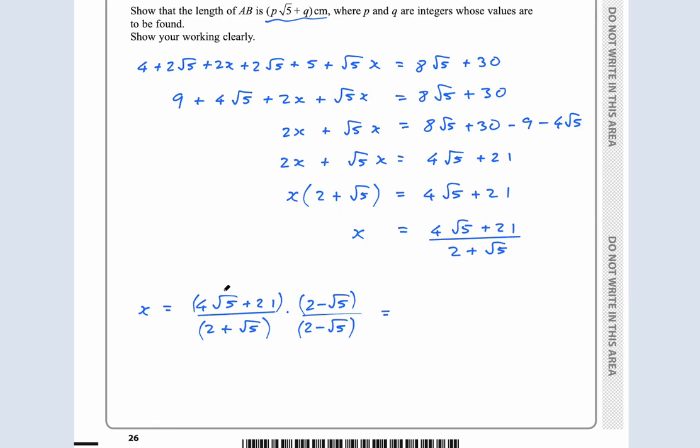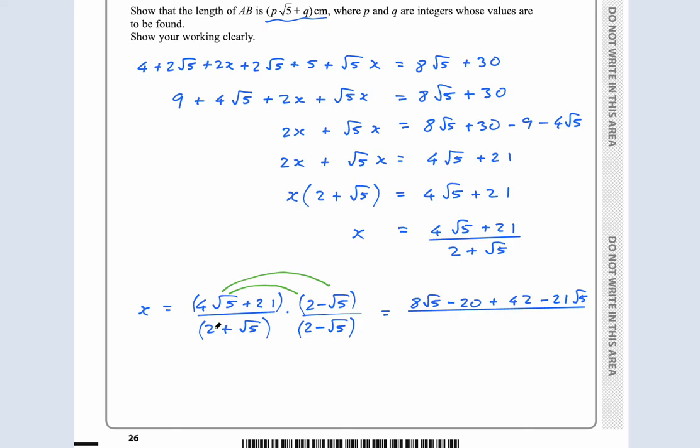So, now I'm going to do the top times the top. So I'm going to do 4 root 5 times 2 is 8 root 5. 4 root 5 times minus 5 is minus 20. You can use your calculator for that. So I've done this times this, this times this. It's minus 20 because minus is here, and 4 times 5 is 20. Use your calculator. Then I have to do 21 times 2 is 42, so it's plus 42. And 21 times minus root 5 is minus 21 root 5. Then, that's the numerator.